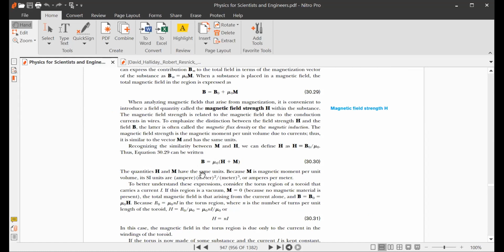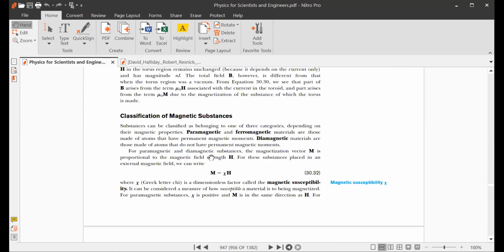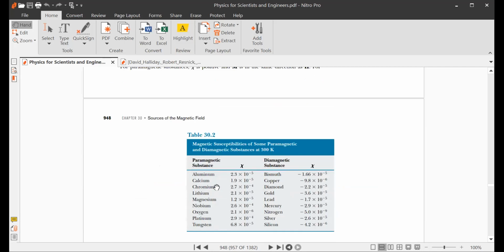This B here is μ0 times (H plus M). H is the magnetic field, and M is the magnetization. Similar to the electrostatic case, M is proportional to H times χ, the so-called magnetic susceptibility. So this is in general.